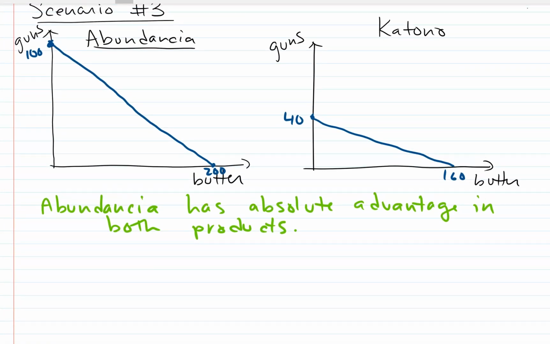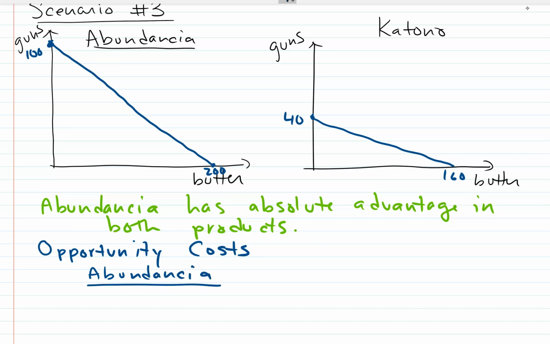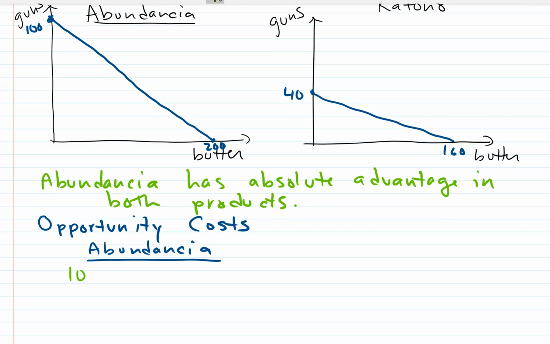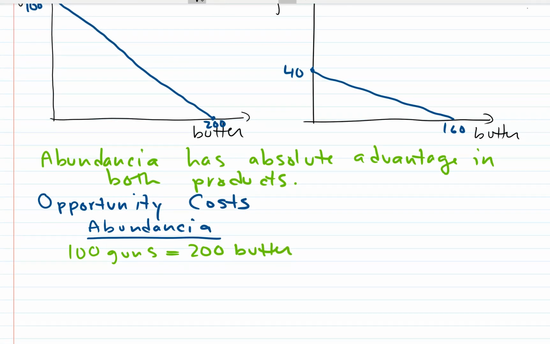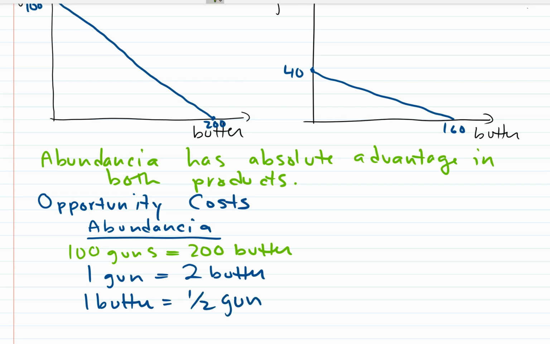So let's go ahead and calculate the opportunity cost for both sides. Okay, so let's get our opportunity cost, and then we'll look at comparative advantage real quick. Okay, so we got the two countries. Abundancia could go to one extreme and do 100 guns, or they could go to the other extreme and do 200 butter. So if we divide both sides by 100, we can say one gun is 2 butter. And then if we divide both sides by 2 and switch the order, 1 butter is half of a gun. Okay, so that's their opportunity cost.